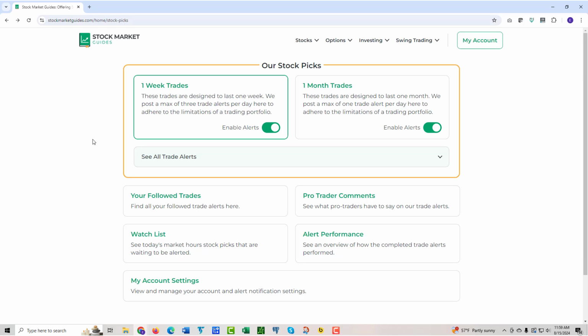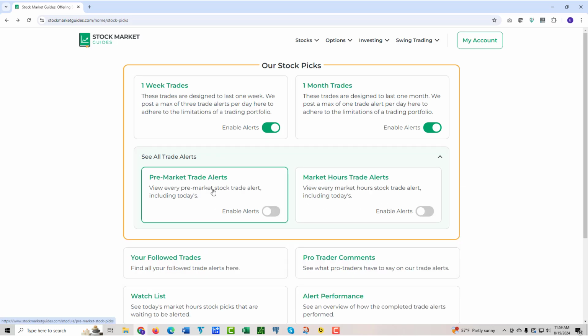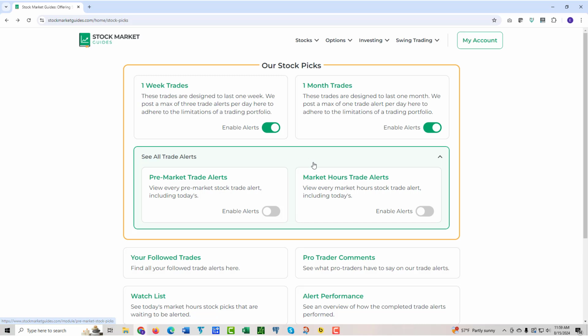Now if you are more interested in having an abundance of trade alerts to look at, to review, to consider, then what you can do is go down to see all trade alerts. And what you'll see here is that we split our trade alerts into different segments. Each day we're looking at the entire market and looking at every trade setup that we can find and trying to identify anything that has a strong back-tested edge. And we do this in two different phases. We do it before the market opens, and then we do it again throughout the day during normal market hours.